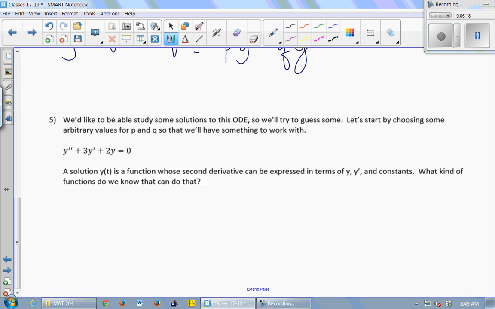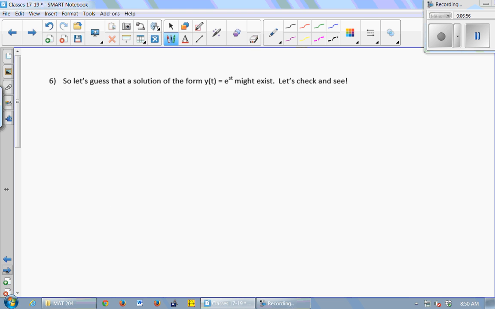A solution to this differential equation is a function y of t which, when you add up its second derivative, plus 3 times its first derivative, plus 2 times the function itself, you get 0. Meaning that y double prime, y prime, and y all have to be like terms, so you can add them together to get 0. So what kind of function? E to the something, yeah. If we have e to the something, its first and second derivatives will all look the same, so they'll be alike enough to add. So we're going to guess that a solution of the form e to the st might exist. I'm going to write down my equation again: y double prime plus, what was it, 3?